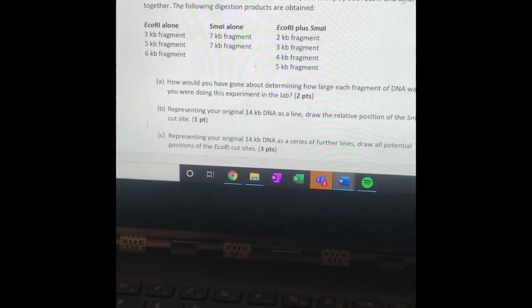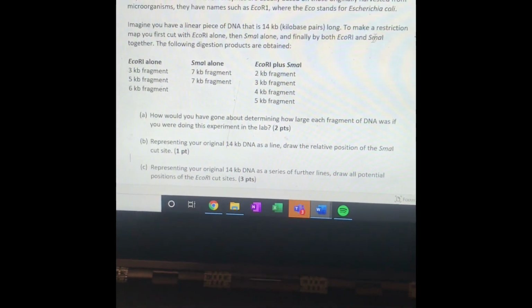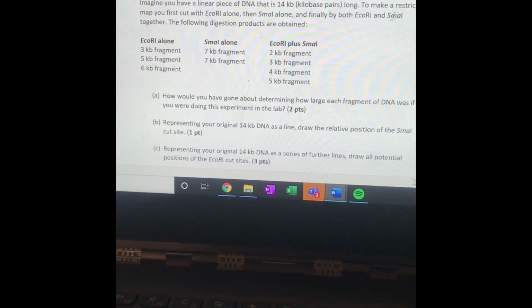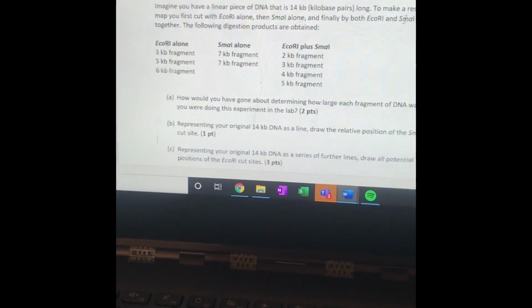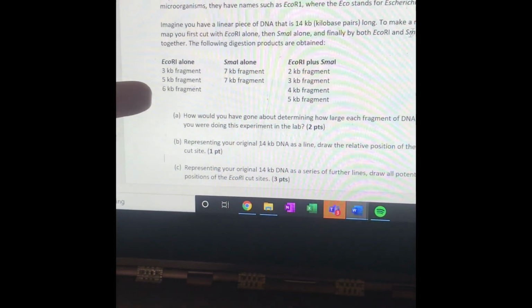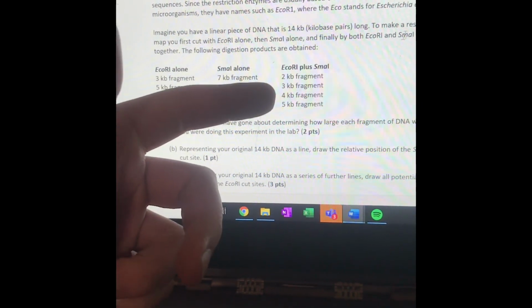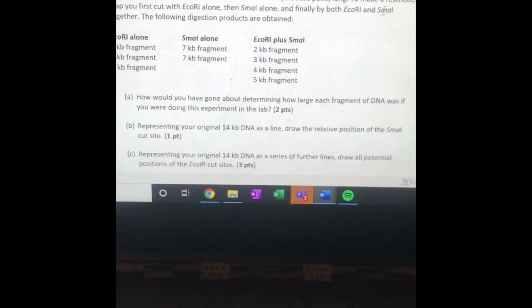So imagine you have a linear piece that is 14 kilobase pairs long. To make a restriction map, you first cut with EcoR1, then SmaI alone, and finally both. One thing to notice when we look at this data is that all of these should add up to 14. So 3, 5, 6 is 14. 7 plus 7 is 14. 2 plus 3 plus 4 plus 5 is 14. And how we can determine these cuts.